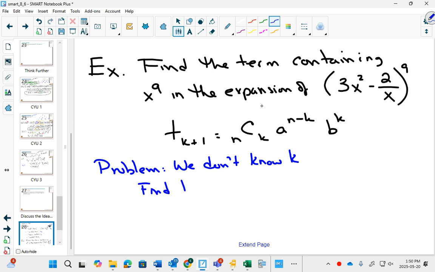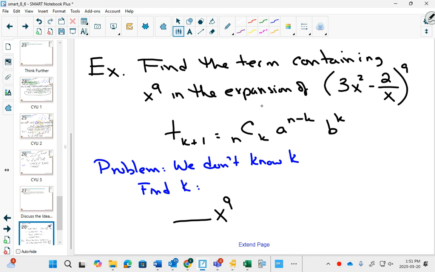So we're going to find k, because it's the problem. How do we find the k? Well, we're going to use the hint that we know that the term contains an x to the 9. So I'm going to put in everything that I know. I know that my answer is going to be something x to the 9. That's what the term is going to equal.